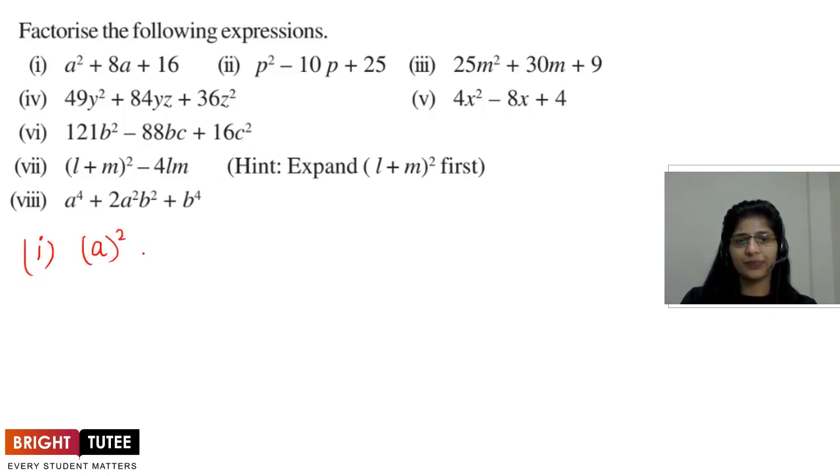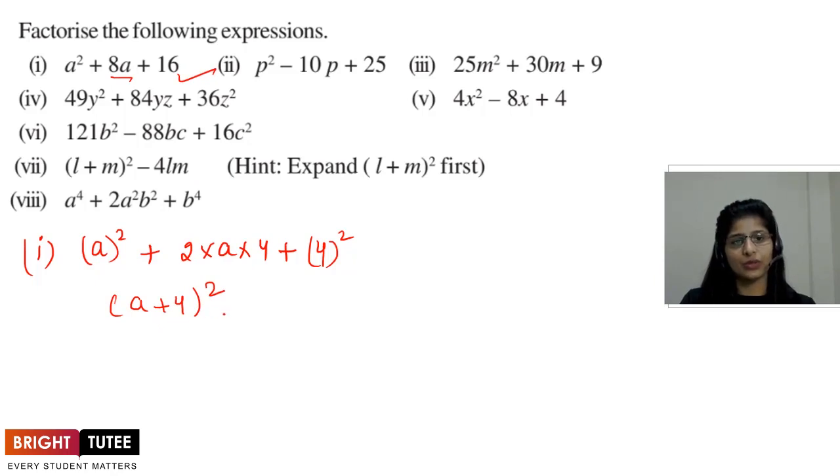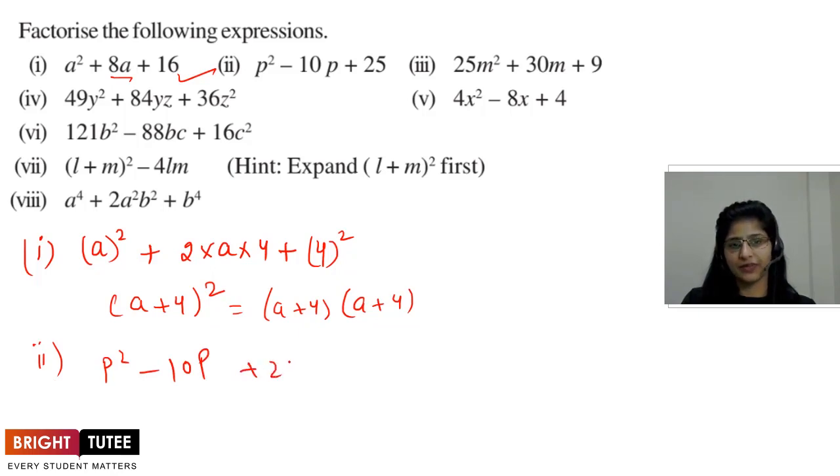Yes, a square plus 8a is there, plus 16, which is the square of 4. And we can write 8a as 2 into a into 4. So it is of the form a square plus 2ab plus b square, that can be written as a plus b whole square. So this is equal to a plus 4 whole square. So the factors are a plus 4 and a plus 4. Clear? Okay, let's try the second one, that is p square minus 10p plus 25.